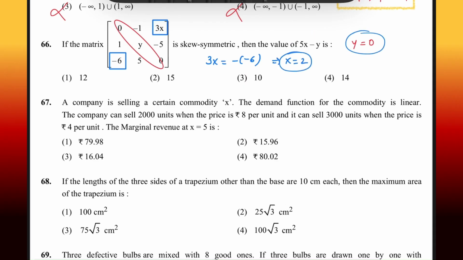And then I need to find 5x minus y. So what is 5x minus y? That is 5 times 2 minus 0, which is 10. So option 3 must be the correct answer for this question. An easy question from matrices. Okay, moving on to the next question.